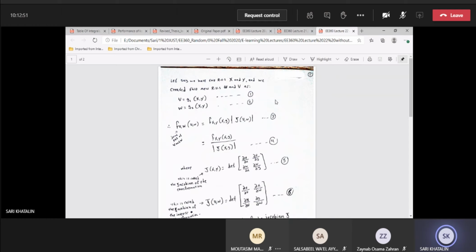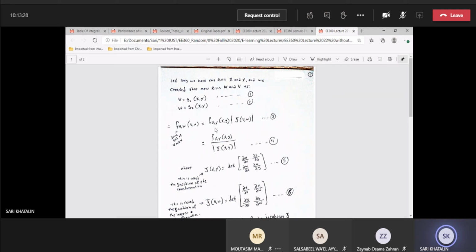The next topic we're going to talk about today: if we have two random variables, x and y, and we create two new random variables in terms of x and y, so we have v equal to g1 and w equal to g2, and both of them are in terms of x and y, how are we going to find the joint PDF for v and w? We're going to go through this one quickly. You can do it in two ways.